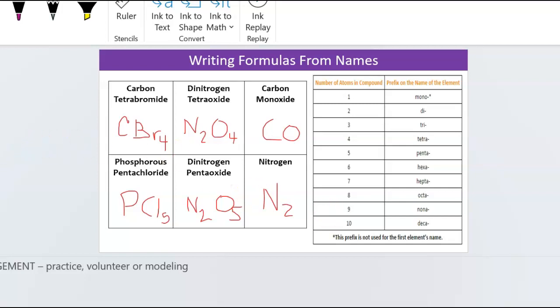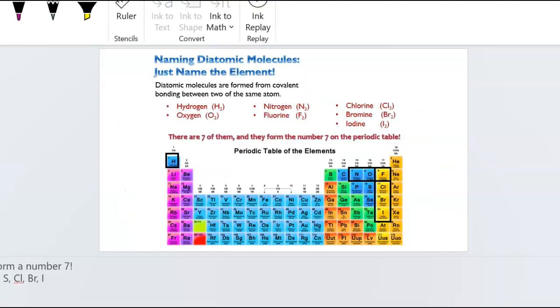Let's go up and take a look at those diatomic molecules real quick. As a reminder, there are 7 diatomic molecules. They are elements that don't exist alone, they exist in pairs. There are 7 again, and it forms the number 7 on the periodic table like you see here. So nitrogen, oxygen, fluorine, chlorine, bromine, iodine, and then hydrogen, our exception over on the left-hand side. Those 7 elements are called diatomic molecules. Di for 2, atomic for atoms, so it's 2 atoms together.